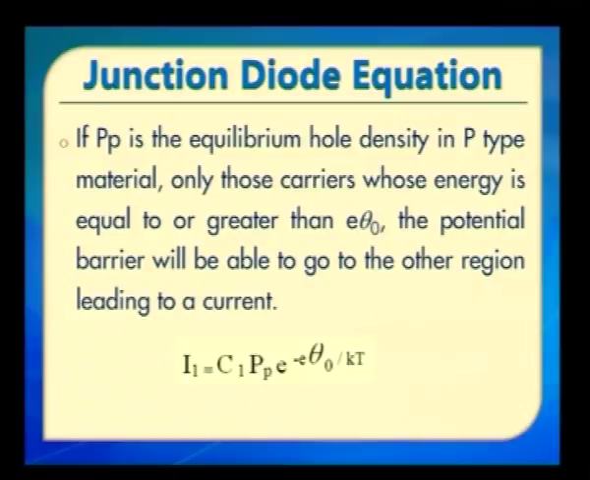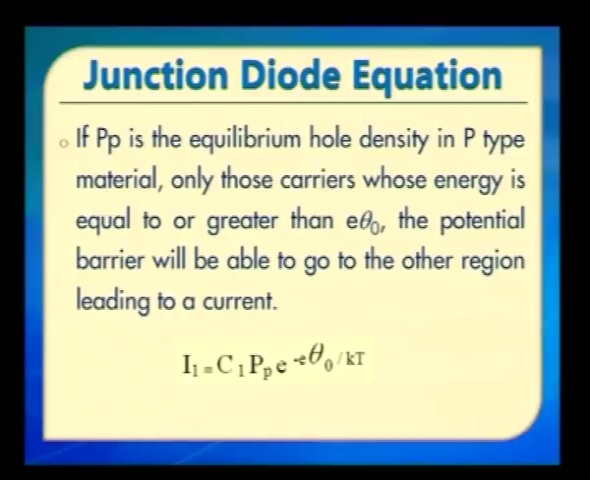So, the current that will be flowing from the p type material to the n type material, I am talking about the majority carrier current, will be given by a constant of proportionality, C1, times Pp holes. What is P? P is the number of holes, p being the type of material, and the barrier height is E theta naught. So, how do you get the expression? It is something like the Maxwell-Boltzmann statistics, right.